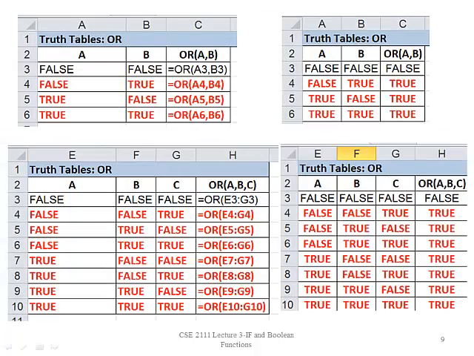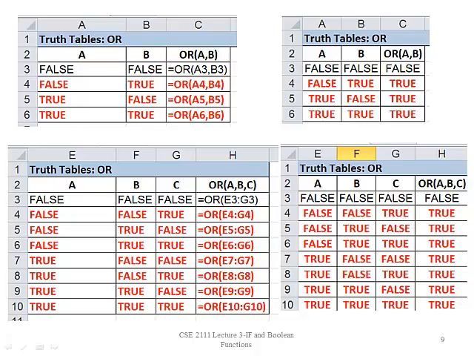With the OR function, only one argument has to evaluate to true in order for the statement to display or return a true. So here are our truth tables. If we have equals OR(A, B), then if A is false and B is false, the statement will return a false, or a false will display in your cell.